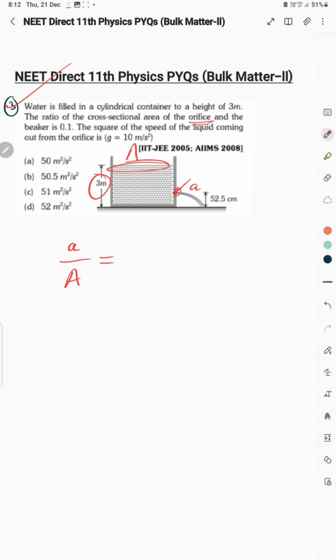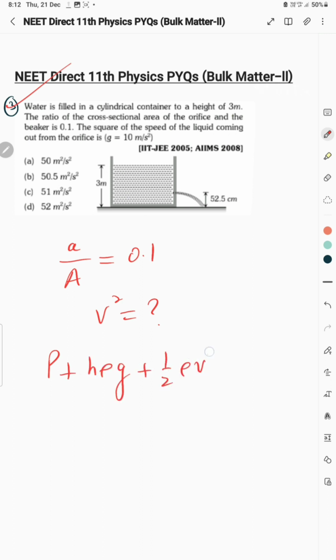If this area is A, this is capital A, and this ratio is 0.1, then what is the square of the velocity of the liquid coming out from the orifice? Take g as 10. In short, this is a problem concerned with Bernoulli's principle, and P plus h rho g plus half rho v square is constant as per Bernoulli's principle.